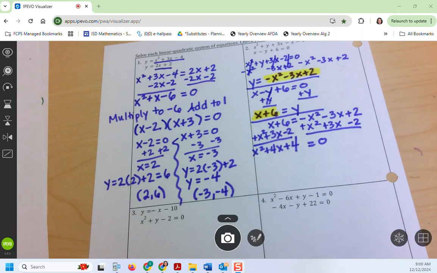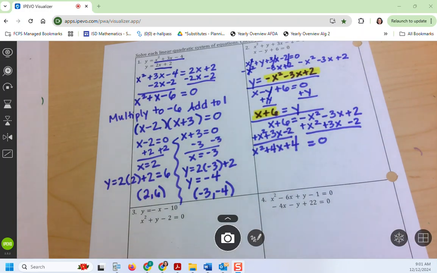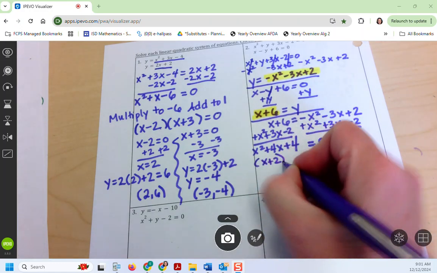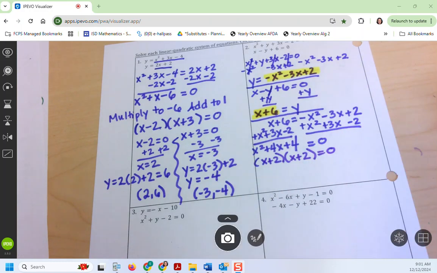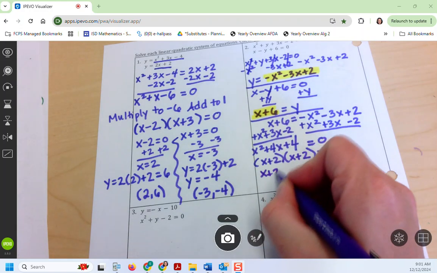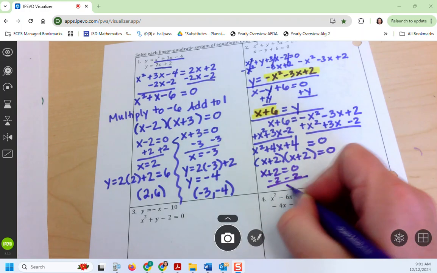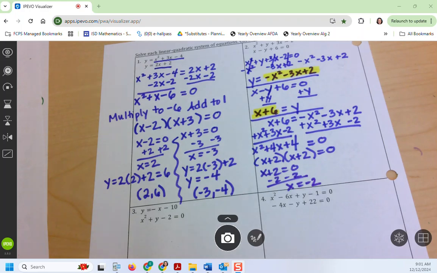All right, so now we're looking for numbers that multiply to 4 and add to 4. What are two numbers that both multiply to 4 and also add to 4? 2 and 2, yes. So we get x plus 2 times x plus 2. And notice that they're going to give us the same answer. So I'm going to set them equal to 0, but they're going to give us the same answer. So subtract the 2, and we get x equals negative 2. So this time we're only going to get one solution.